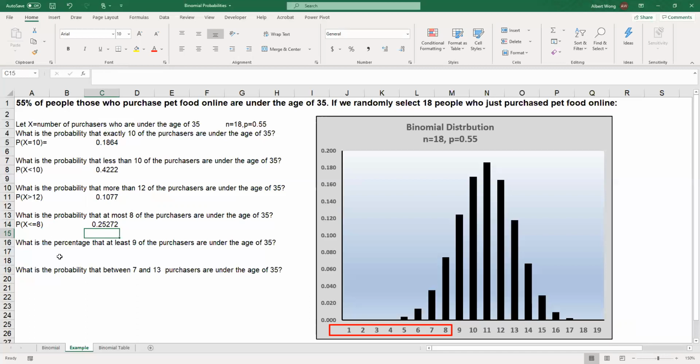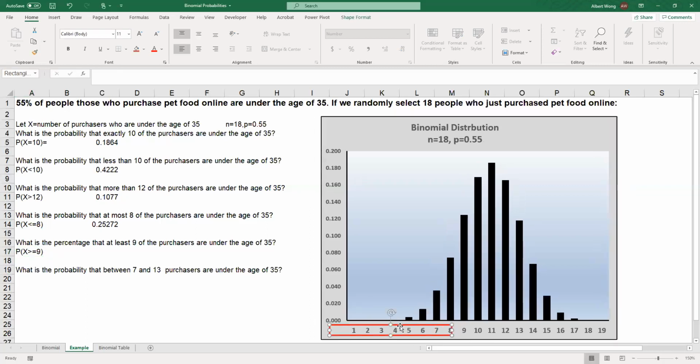Okay, what's the percentage that at least 9 of the purchasers are under the age of 35? Now notice that we use the word percentage instead of probability. In this context, percentage is the same as probability, no difference. So even though we are looking for percentage, we are actually looking for probability. Now, what does at least 9 mean? At least 9 means x is bigger than or equal to 9. So 9 is included.